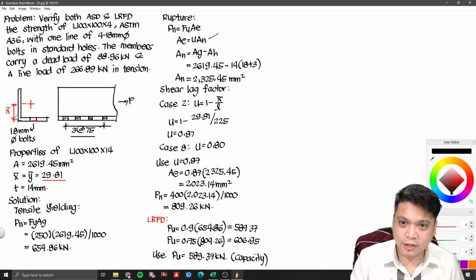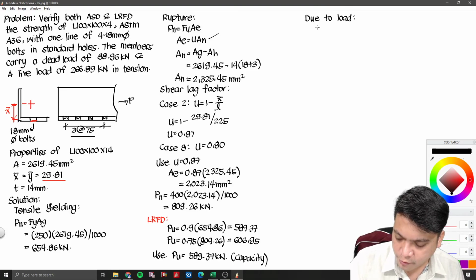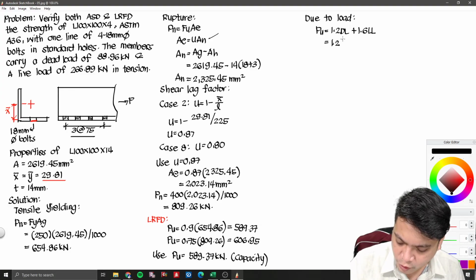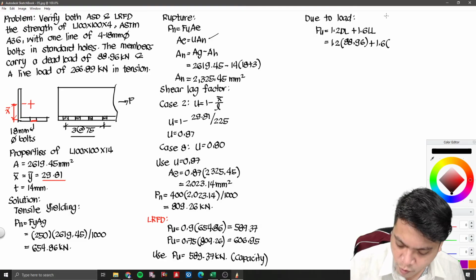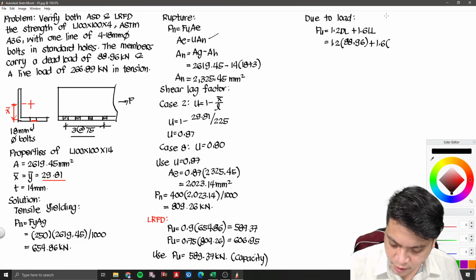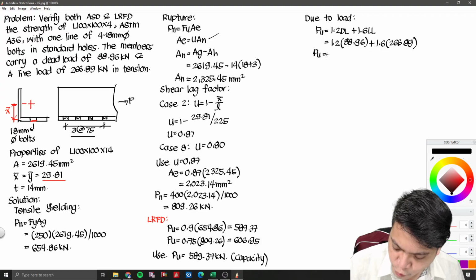Okay. I-check naman natin due to the load. Okay. So, meron tayong due to the load. Yung PU natin, again, may dead load and live load ka. So, you have here 1.2 dead load plus 1.6 of live load. So, ang 1.2 dead load natin is 88.96. And then, we will be having here 1.6 of live load is 266.89.